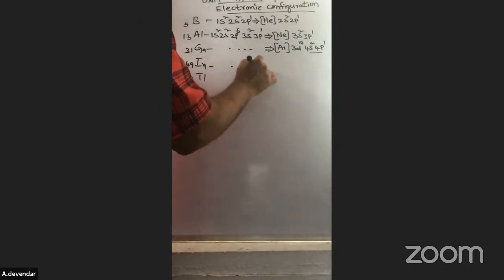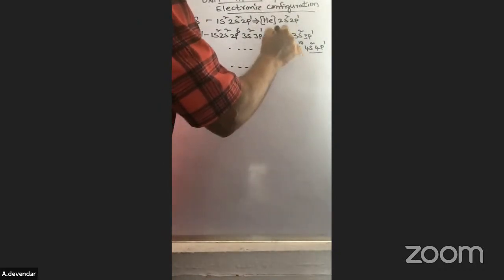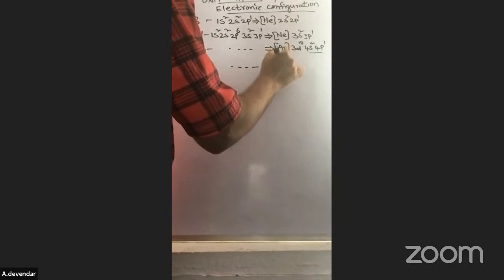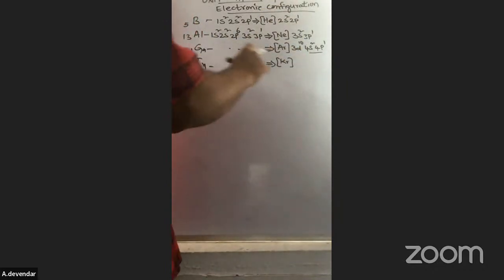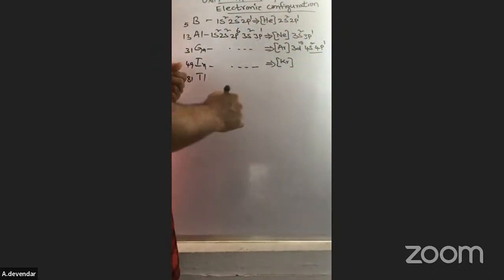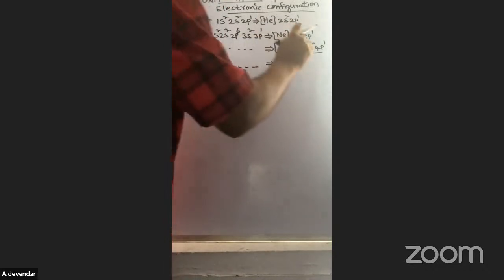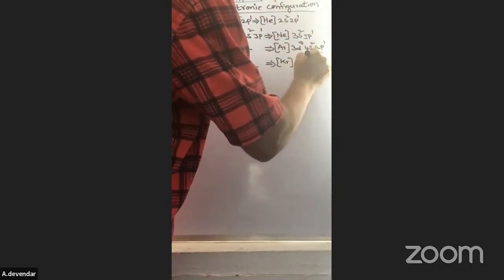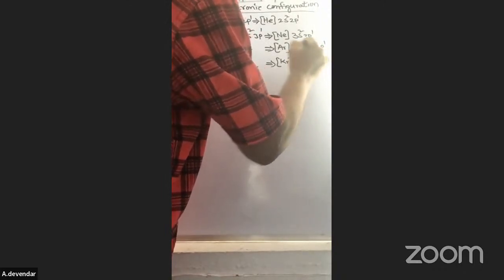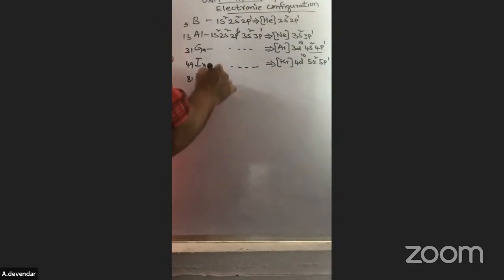Similarly, for indium we write after helium, neon, argon, krypton. So after krypton we get 4d10, and after the 4d10 we get 5s2, 5p1. This is the electronic configuration of indium.